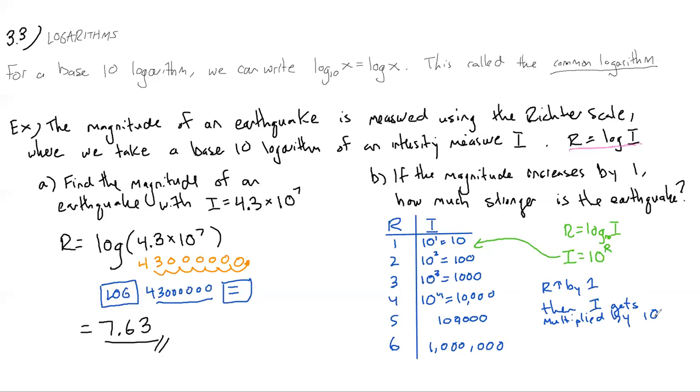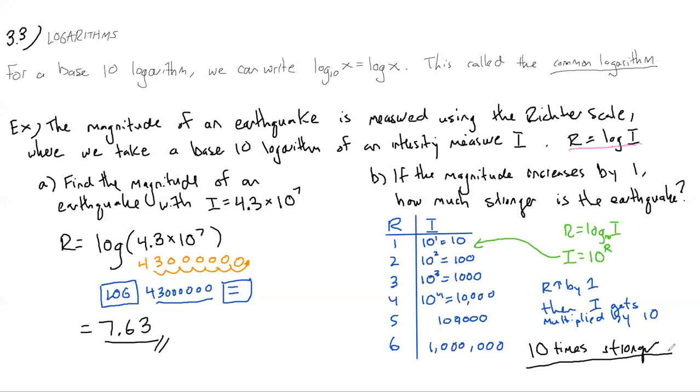So addition of 1 on the Richter scale actually means a power or intensity magnitude increase of 10-fold, so multiplied by 10. So then it's 10 times stronger. So it actually kind of converts you back and forth between a linear scale and an exponential scale. Yeah, so that's the idea behind your Richter scale.